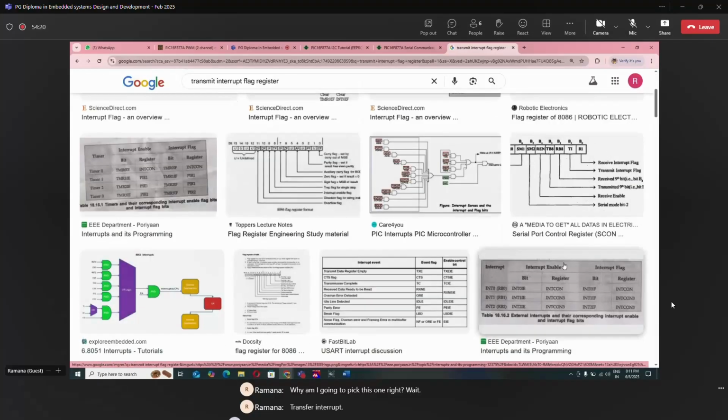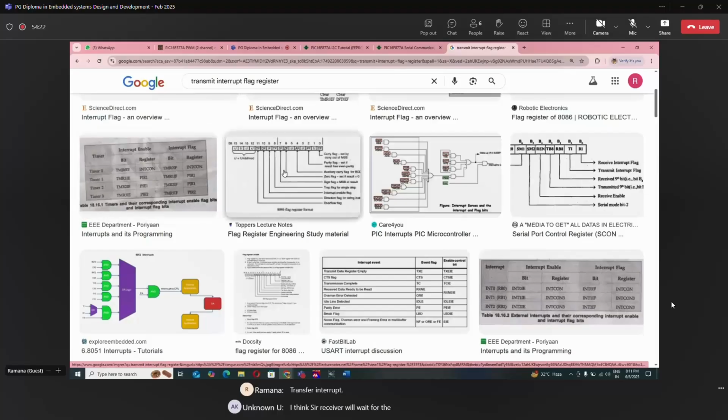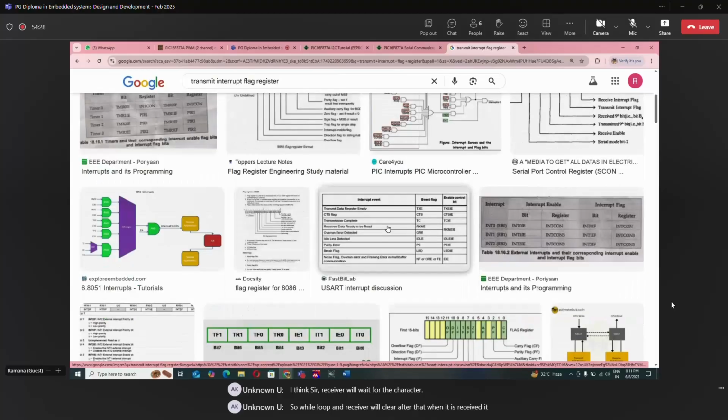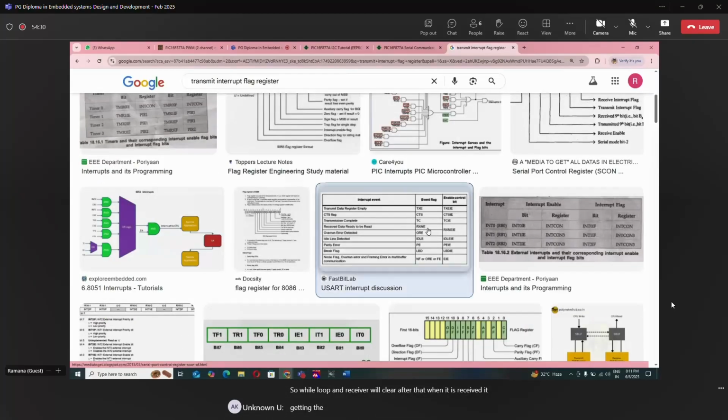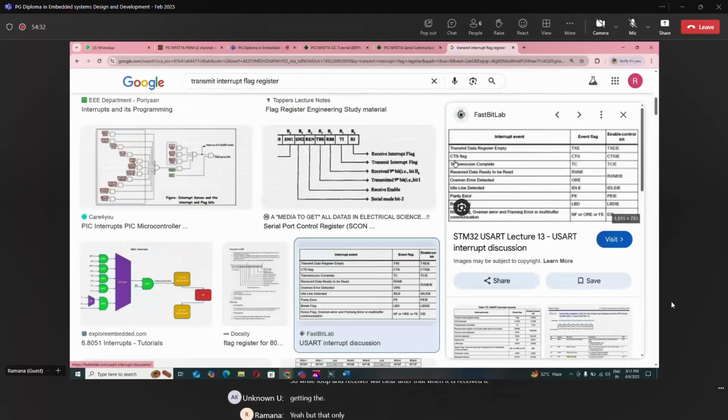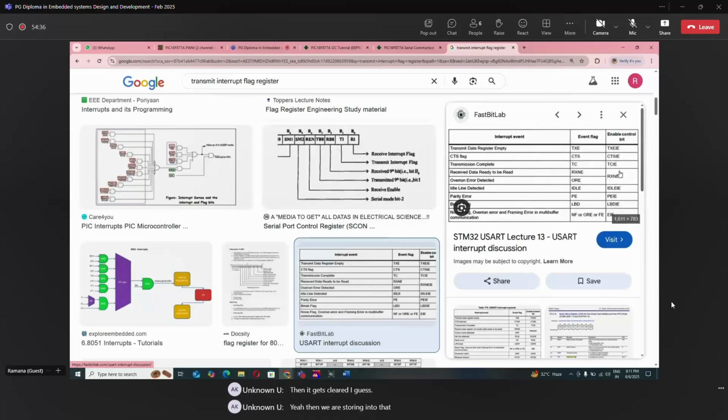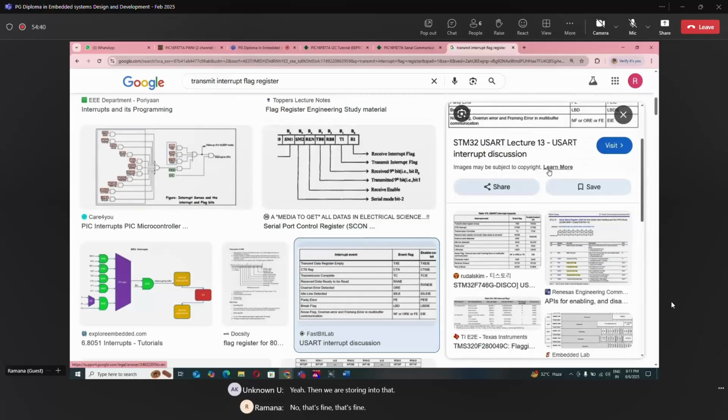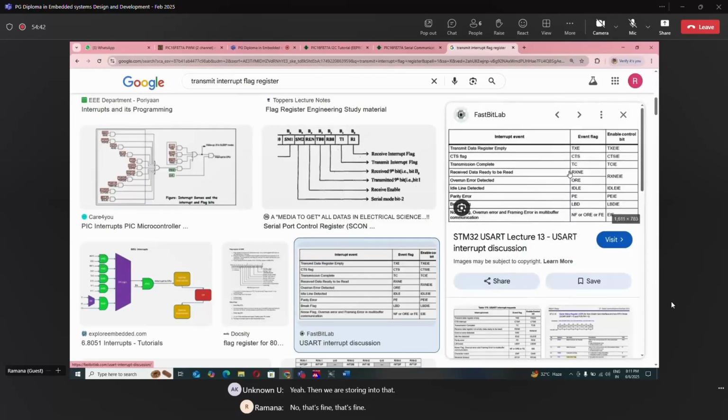I think, sir, the receiver will wait for the character in the while loop, and the flag will clear after that. When the character is received, the while loop comes out, then it gets cleared, I guess. Then we are storing it into that variable, that's all.